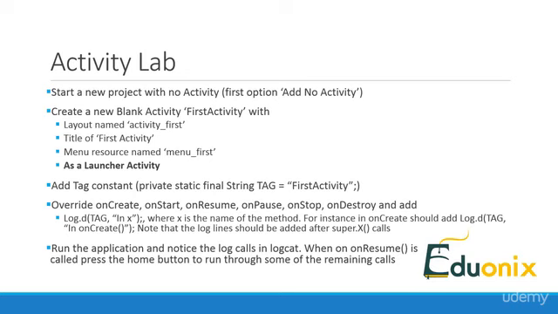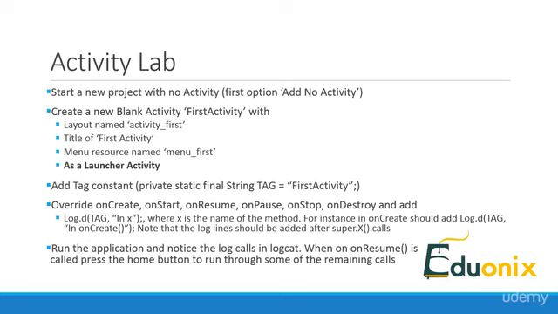Once the activity and its assets have been created, add a tag constant to the activity for our logging purposes. This is best done by adding the member to the FirstActivity class: private static final String TAG = "FirstActivity", as seen here.